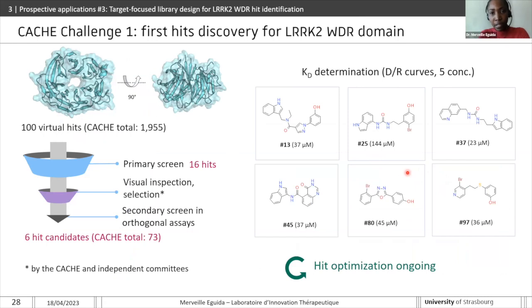And they were able to identify the estimated KD for these compounds. And it actually looks interesting because the target is really difficult and hardly druggable. It's literally like a cylinder and you have just a hole in the middle. So this is quite encouraging. And so currently we are doing the hit optimization of these compounds.